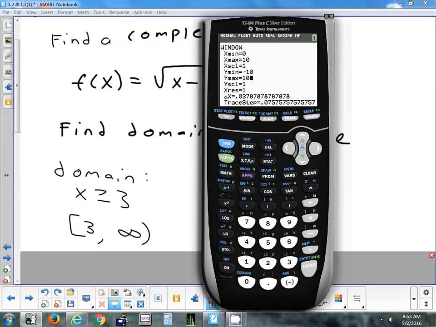So before I do that, I'm going to go back to y equals. I'm going to go up to plot 1, and I'm just going to turn it off. If you don't turn it off, it's not a big deal. It's just going to be in the way of what else is on the screen. Now I'm going to hit graph.